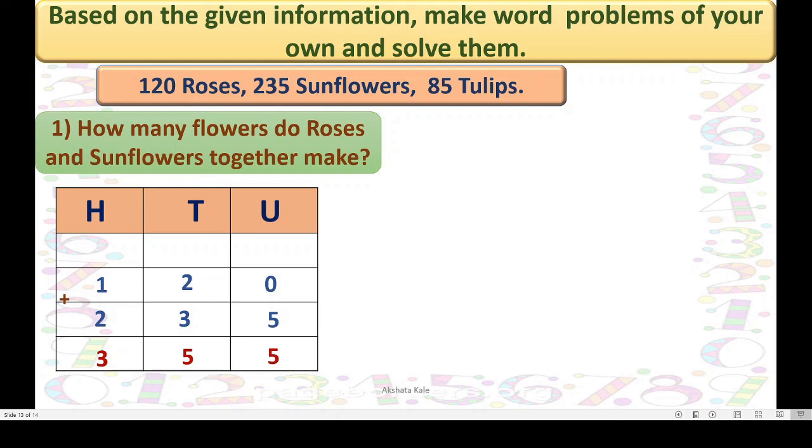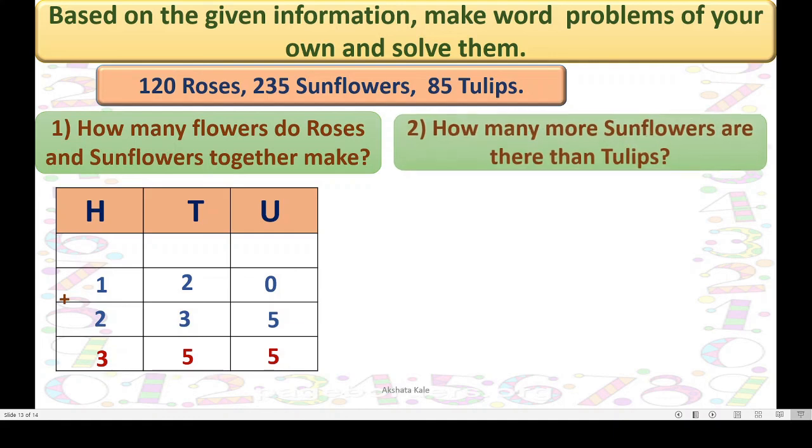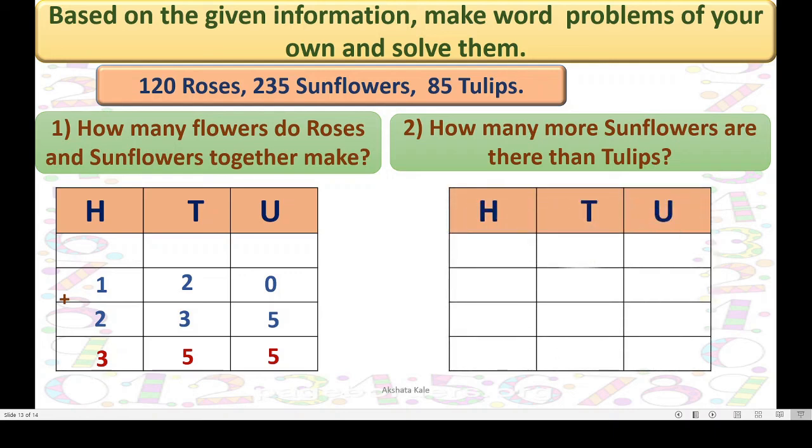Correct? Now second sum. How many more sunflowers are there than tulips? Yes. How many sunflowers are there? 235. And how many tulips are there? 85. Okay. You know that this is a subtraction. One addition sum we did. This is addition and this is subtraction. We will make a table. We will write 235 up because that is the number of sunflowers, minus 85, that is tulips. Right?